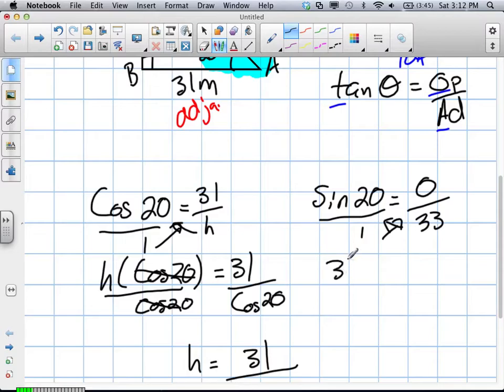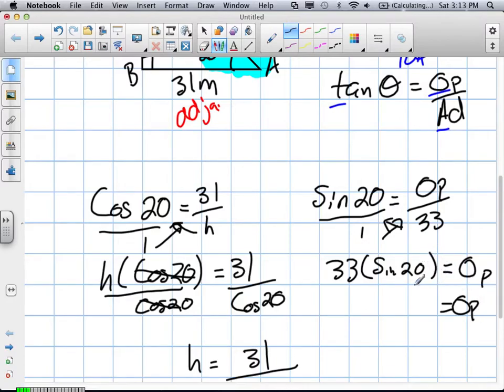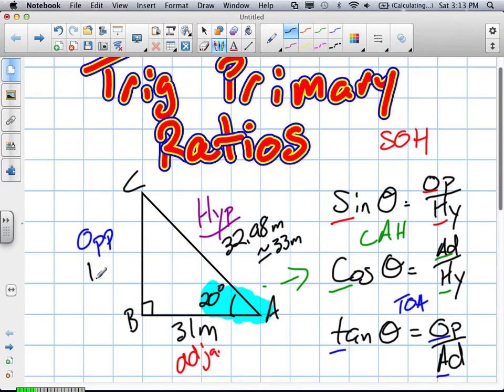So I'm left with 33 times sine 20. And what's O times 1? Just O. I know it looks like a 0, so we'll put OP so we know it's opposite. Now we just have to multiply sine 20 times 33 for the opposite. Got that calculator? So 33 times sine 20 is 11.28. So our opposite is 11.28.